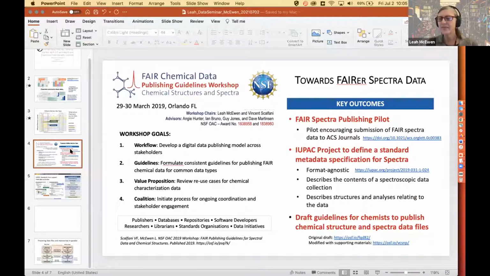So that's exciting. We also realized that we need better metadata standards and data formats to support this that are modern. So we went back to IUPAC to work on our specification. And then we also provided some draft guidance for chemists as they're working with these files to get them ready to share. And all of that is openly available for people to review.